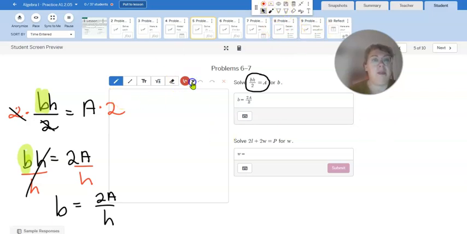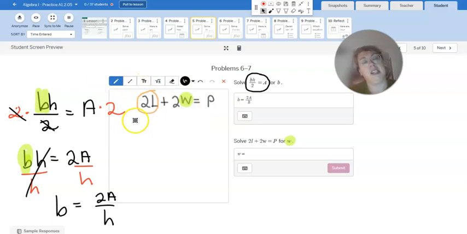And for the second problem here, we have 2L plus 2W equals P. And it wants us to solve for W. So we just notice where W is and start to think about what we're going to have to move to get W alone. First, we are going to have to move this 2L. That's a whole term, it's all connected, it's positive, so we can just subtract it all together to move it to the other side. 2L minus 2L is 0. So then we have 2W equals P minus 2L.